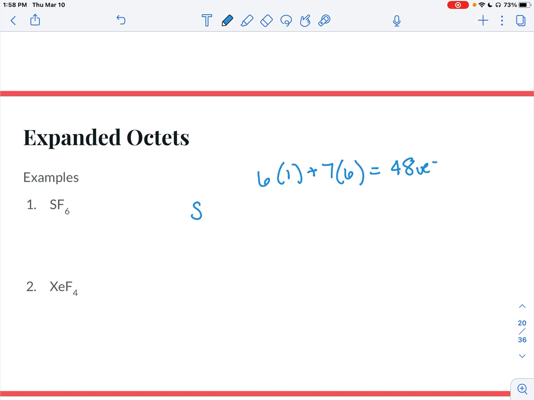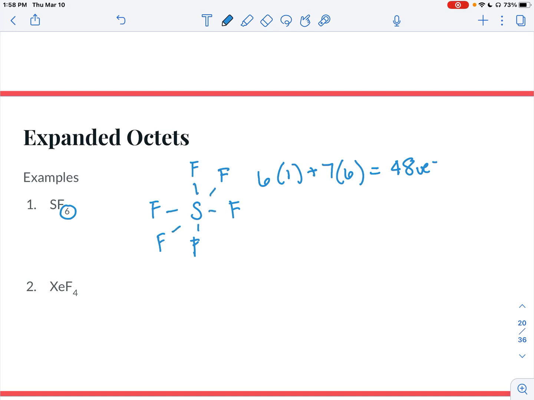And here's the first type. The first type of expanded octet is when you have more than 4 terminal atoms. We're not going to have a fluorine that is bonded to another fluorine, because fluorine already has 7 valence electrons, so it can't have 2 bonds. Instead, what you'll do is put all 6 of the fluorines around the sulfur.